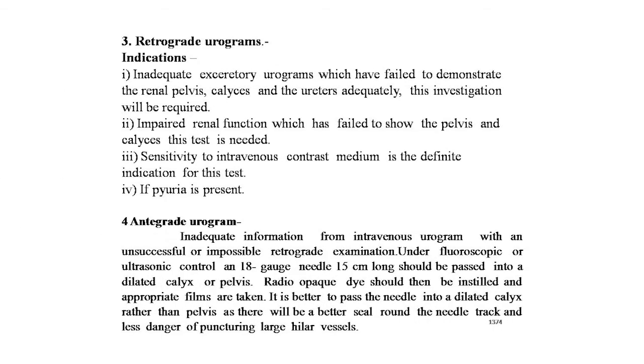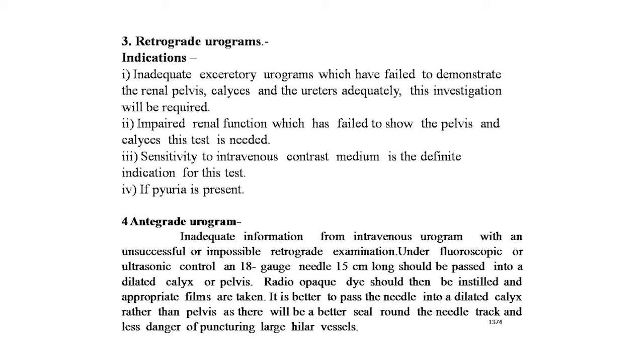Now the third is the retrograde urogram. Indications for retrograde urograms: first, inadequate excretory urograms which have failed to demonstrate the renal pelvis, calyces and ureters adequately; these investigations will be required. Second is impaired renal function which has failed to show the pelvis and calyces; this test is needed. Third, sensitivity to intravenous contrast medium is a definite indication for the test. And the fourth is if pyuria is present.